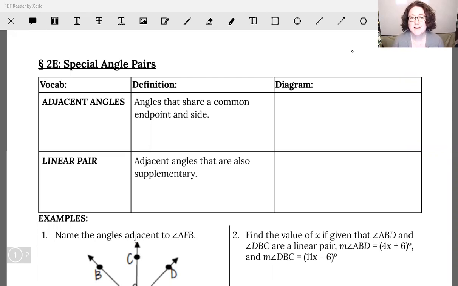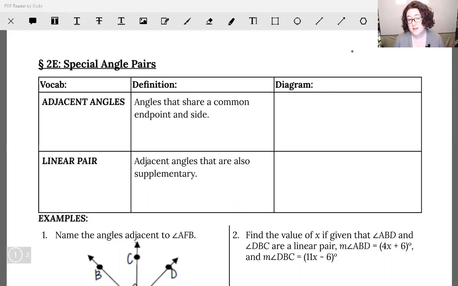First is adjacent angles. Now think of the word adjacent. You've probably heard that before. Adjacent means next to. So you might have already thought about, well, two people might be adjacent to each other, or two objects might be adjacent to each other. With angles, to be adjacent, they need to share a common endpoint and a common side.